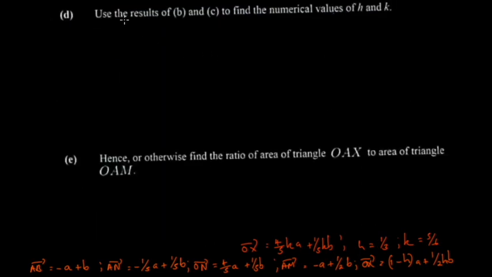So the last part asks us to use the results from B to C to calculate the numerical value of H and K, which we just did here. We found H equal to a third and K equal to 5 over 6. Then you're asked, hence or otherwise, find the ratio of the area of the triangle OAX to the area of triangle OAM. So triangle OAX to triangle OAM.